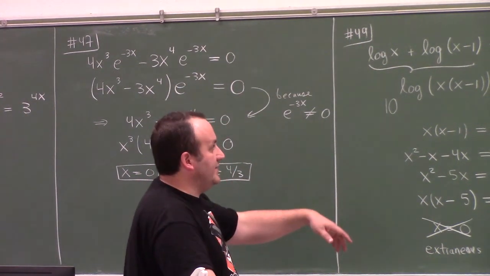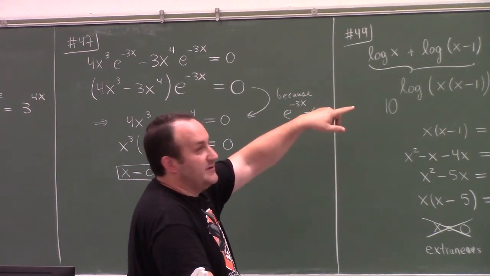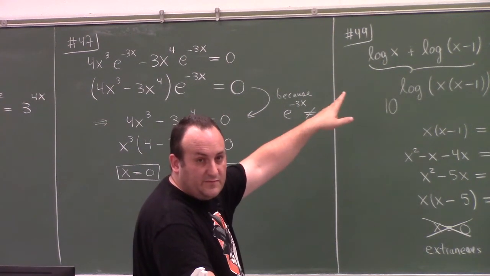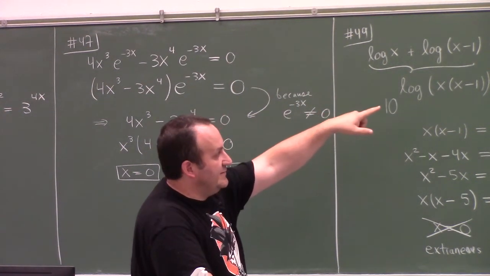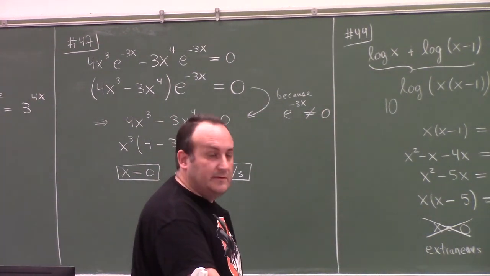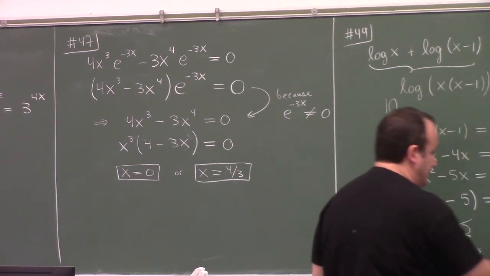x equal to 5, on the other hand, is okay because log of 5 is okay, and log of 5 minus 1 is log of 4, that's okay. Log of 5 plus log of 4 is the log of 20. And of course, on the right-hand side, we have log of 4 times 5, which is log of 20, so log 20 equals log 20. So it checks. There you go.